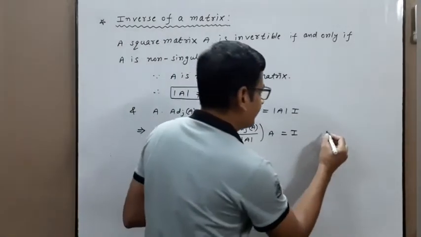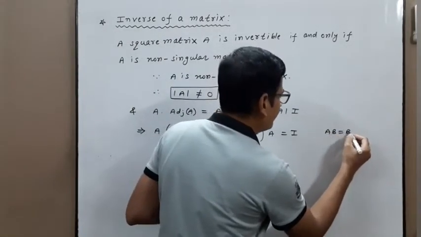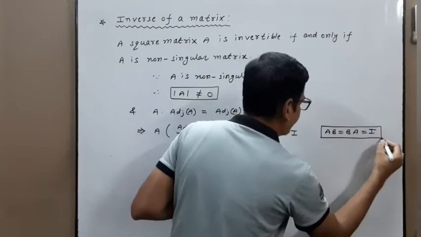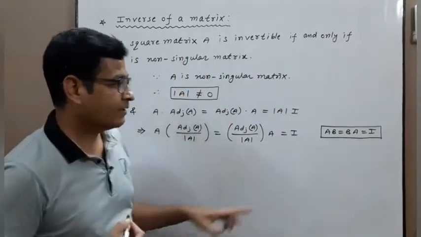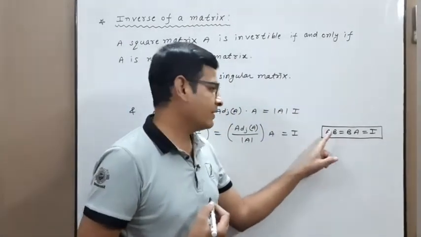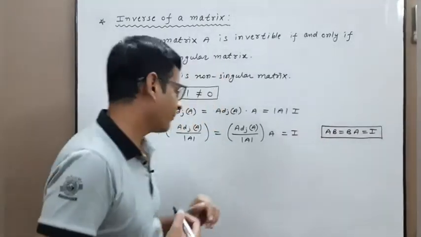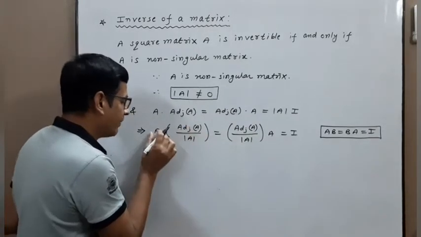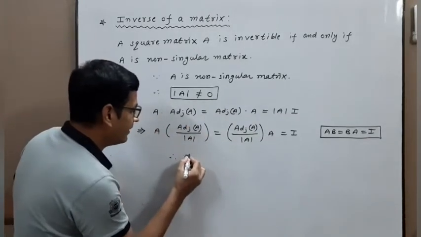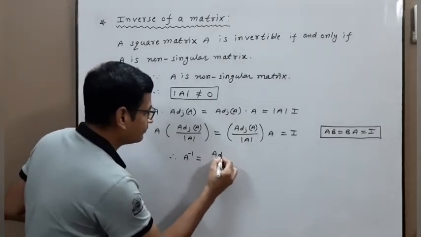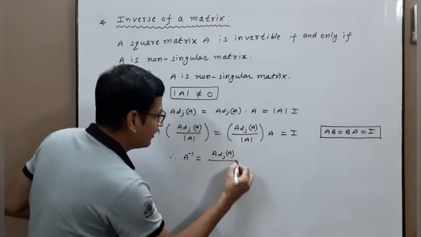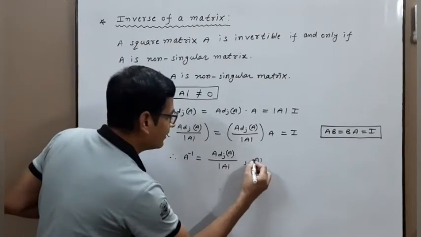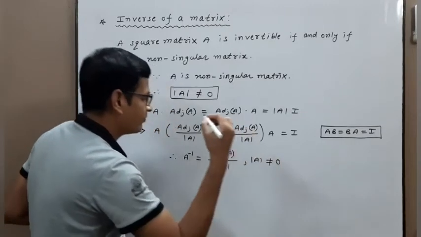This looks like AB equal to BA equal to I. Product of two matrices is equal to identity matrix, then one of the matrices is inverse of the other. Means B is inverse of A or A is inverse of B. So this into this equal to identity matrix means this is inverse of matrix A. Therefore A inverse is equal to adjoint A upon determinant A, where determinant A not equal to 0.